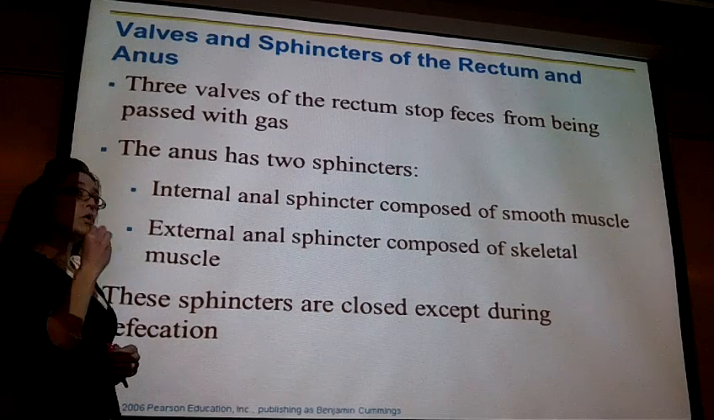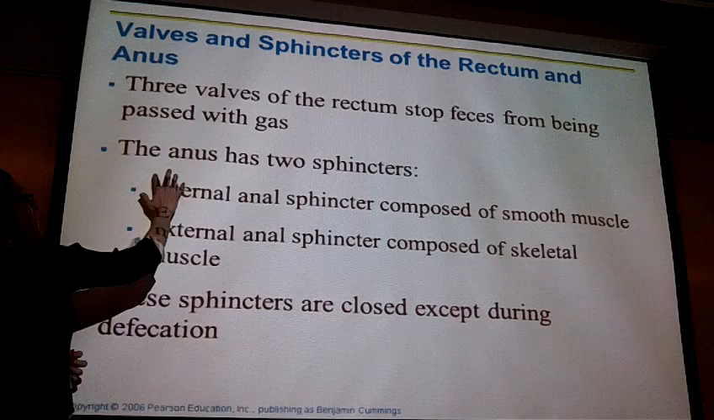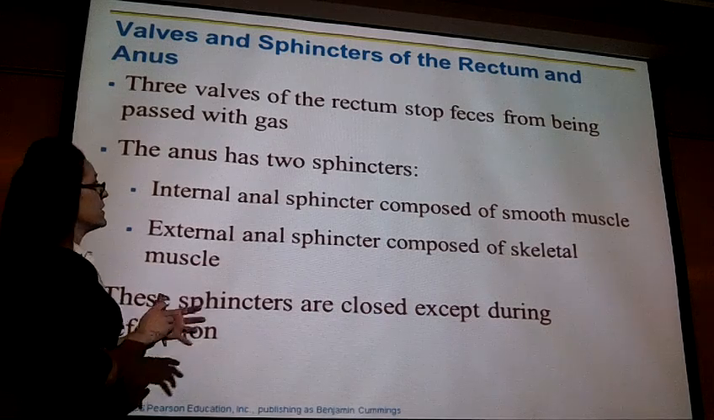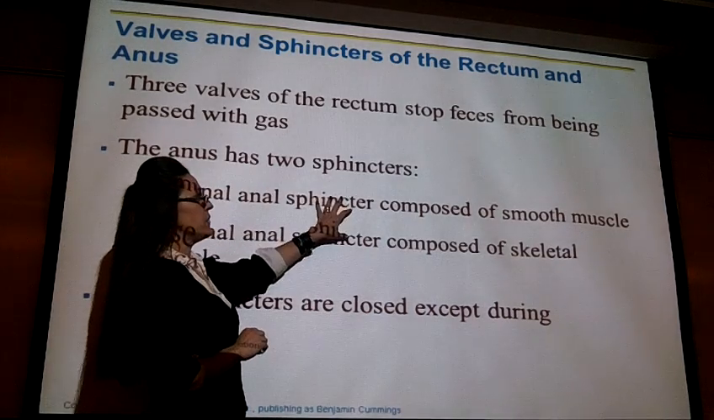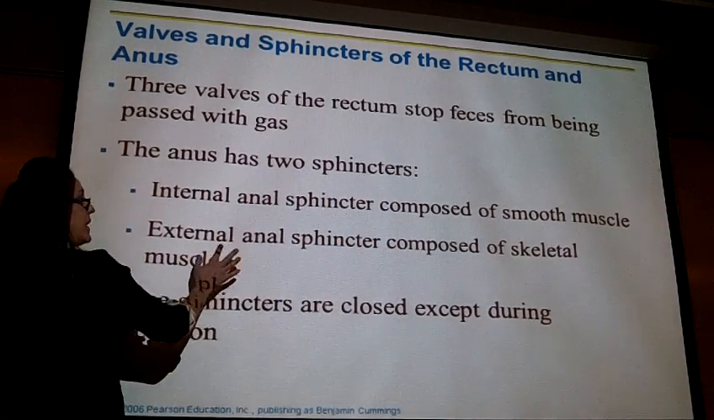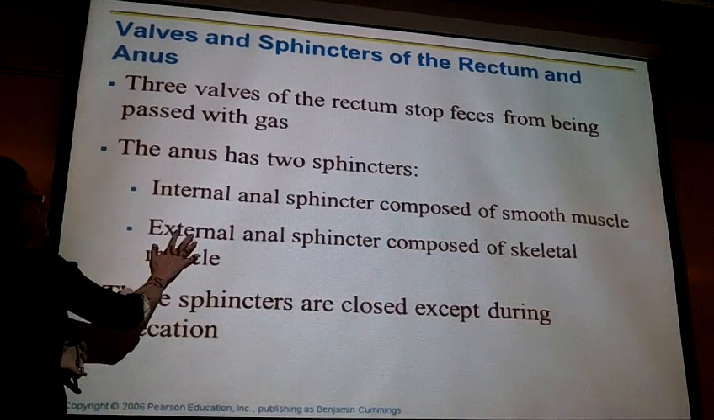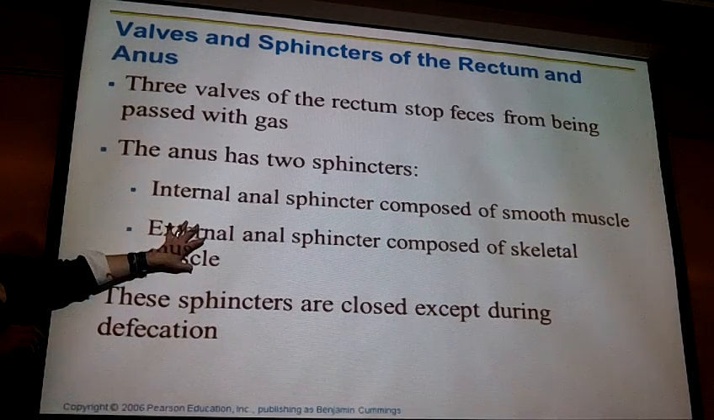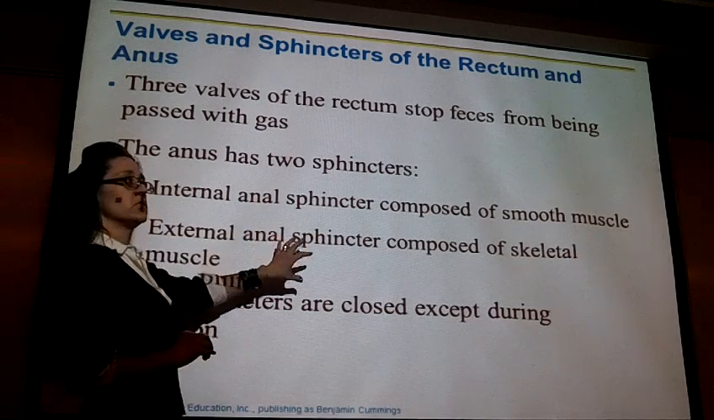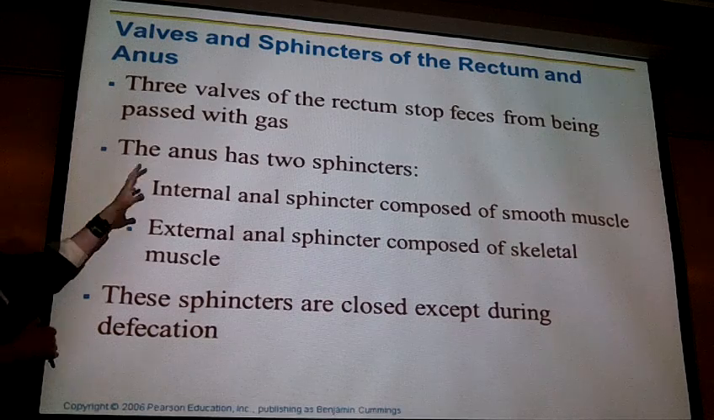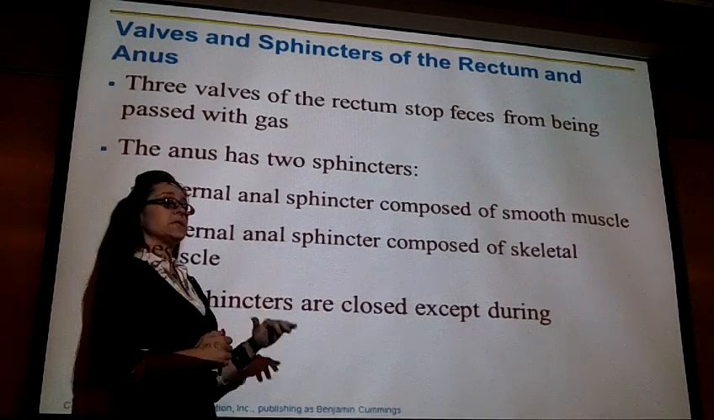Now, in terms of controlling when the fecal material does leave, that's going to be due to these two sphincters here in the anus. You have what's called the internal anal sphincter, and this is going to be composed of smooth muscle. And then lateral to that, you have the external anal sphincter, and this is composed of skeletal muscle. And normally, both of these sphincters are going to be closed, meaning that these groups of muscles are contracted, and that's going to keep the fecal material in the anus at this point until you're ready for defecation.